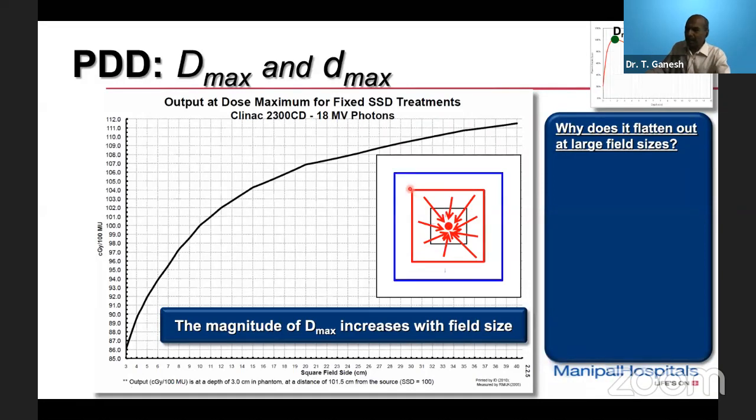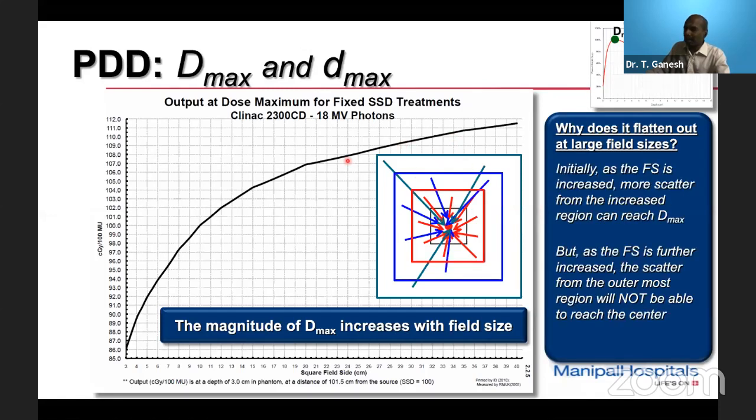When the field size is further increased, a large amount of area has been included. However, not all the scatter that is originating is able to reach the center point. As against the 8 arrows, we are seeing only 5 arrows here. So other scatter radiation starting from here is not able to reach the center point. Now, when the field size is further increased, only very few scatter radiations are able to reach the center. And this is the reason why the output flattens out at large field sizes.